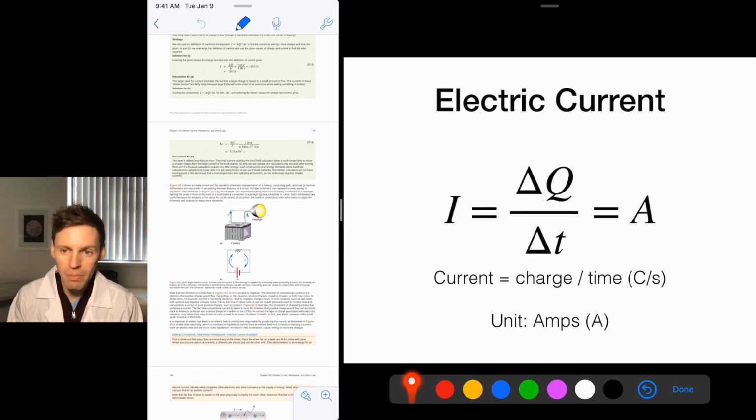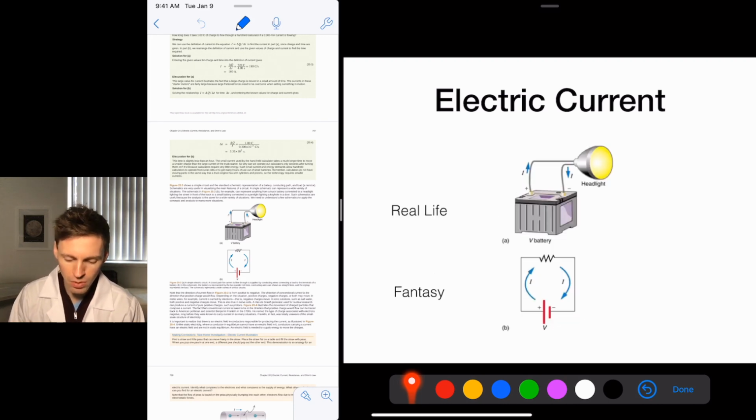That's what 4 amps means, okay? So sometimes you'll have to calculate current from coulombs per time, sometimes you'll have to calculate coulombs from amps, and so on. So you'll play around with those equations.